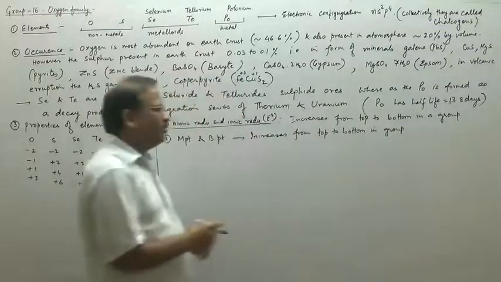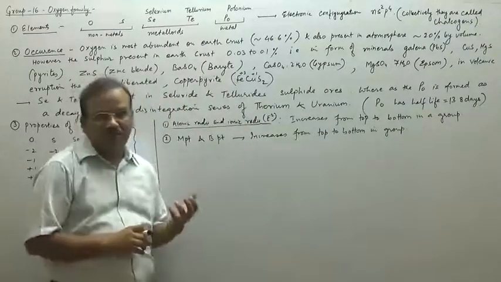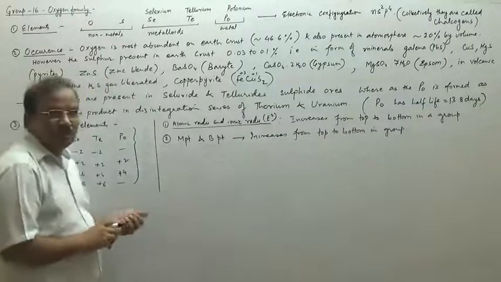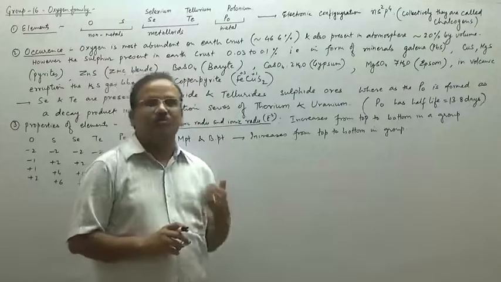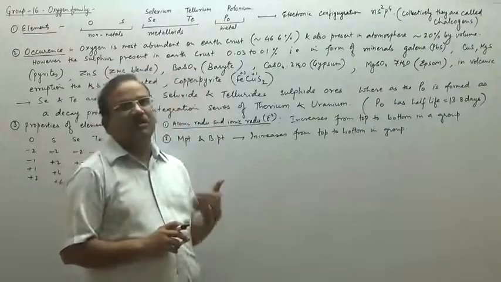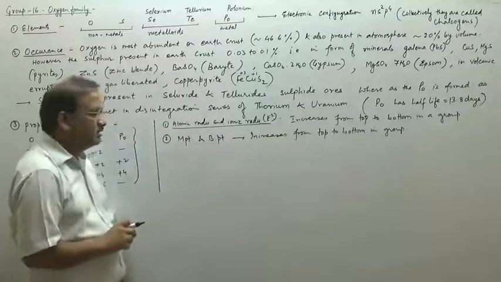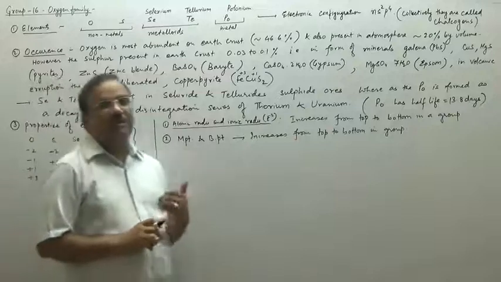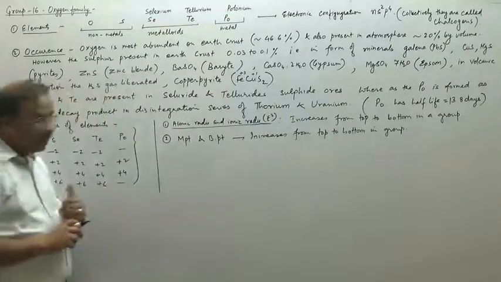We won't write any such variation here, because the inert pair effect is more dominating up to bismuth. Because polonium is radioactive, we are not going to discuss most of the properties of polonium in this case, as bismuth is also radioactive, but it is less radioactive as compared to polonium.